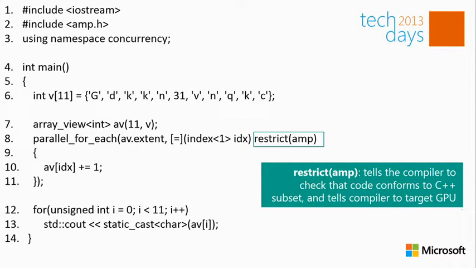What restrict(amp) does is it says this code that is coming as part of this function, in our case it's a lambda, but it could be any function. We're saying this code, please compile it for the GPU, not the CPU. Okay? Create GPU code for that. And when it's executing live, execute it on the GPU.